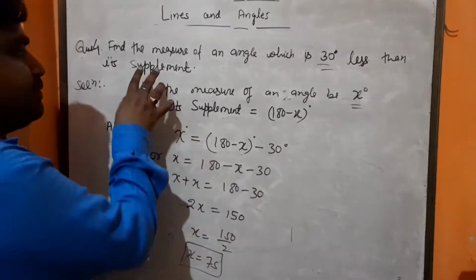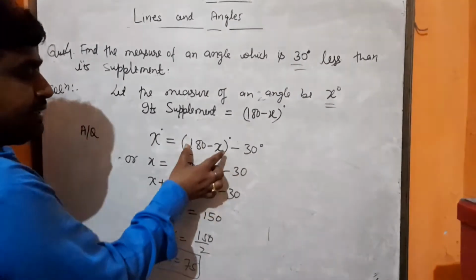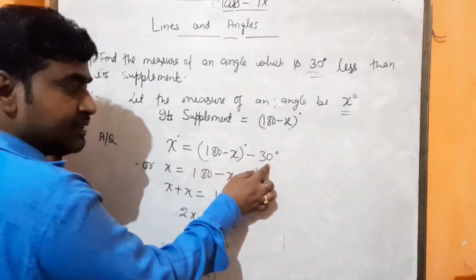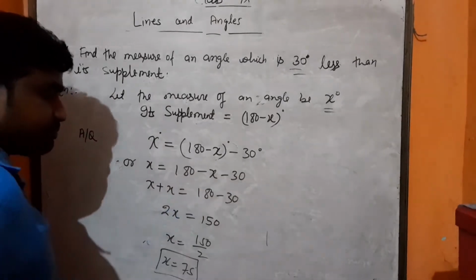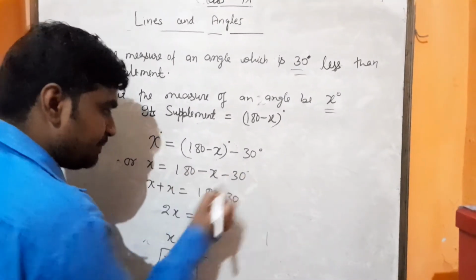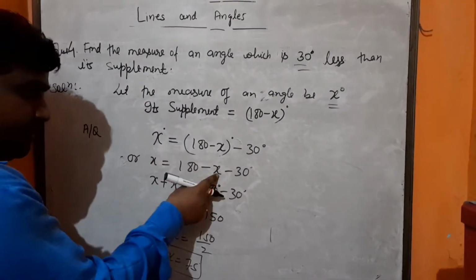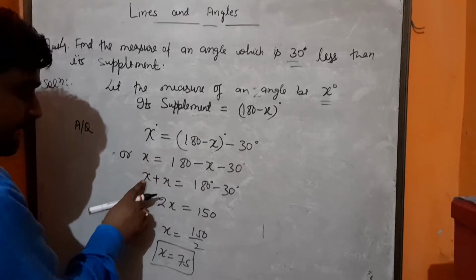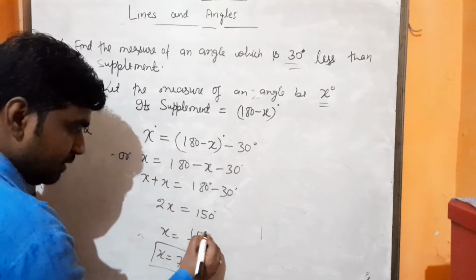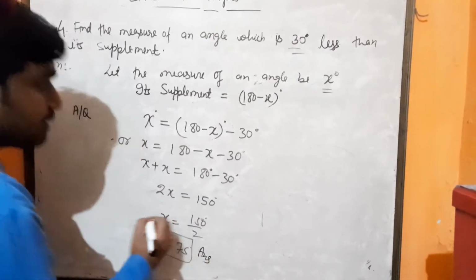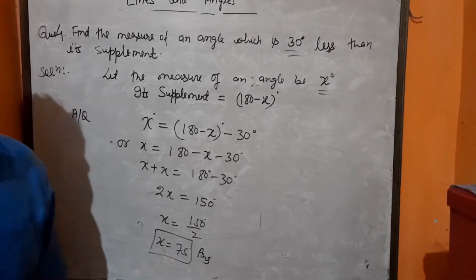It says that the angle x is equal to the supplement angle minus 30. Our supplement angle is 180 minus x degrees, and we subtract 30. Now open the bracket, we have x equal to 180 minus x minus 30 degrees. So it becomes, after transposing, on the left-hand side we have x plus x equal to 180 minus 30, it gives 2x equal to 150 degrees. So it gives x equal to 75 degrees. So our required measurement of x will be 75 degrees. This is your required solution.